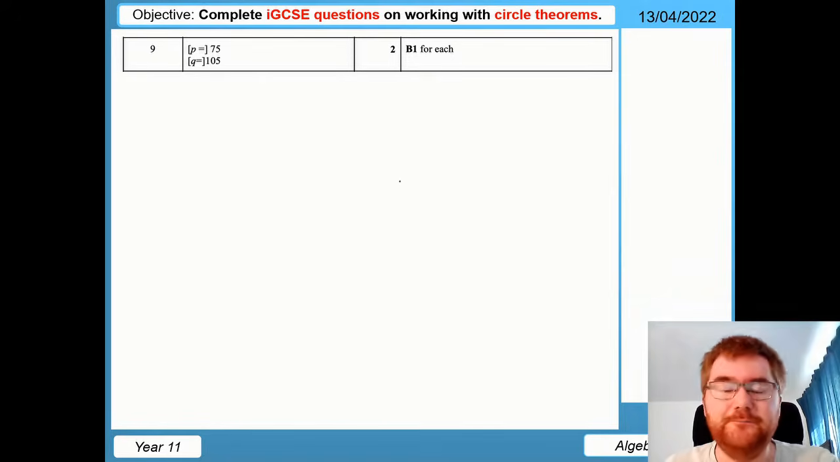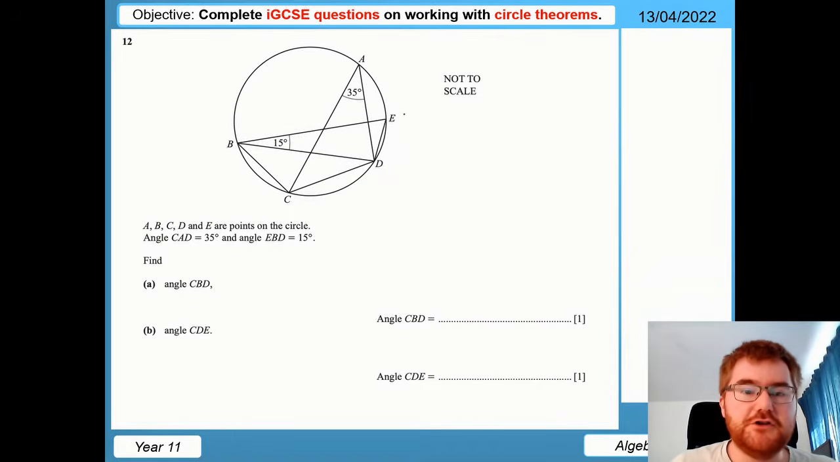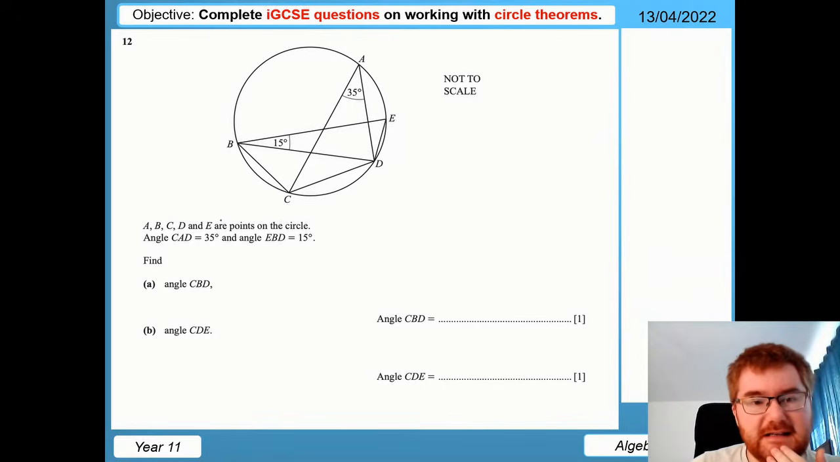And let's move on. So now we're on to question 12. A, B, C, D, and E are points on the circle. Angle CAD, good old computer-aided design, is equal to 35 degrees. Yep, that's marked in already. And angle EBD is equal to 15 degrees, which is already marked in as well. And now we need to find the following angles, CBD and CDE.